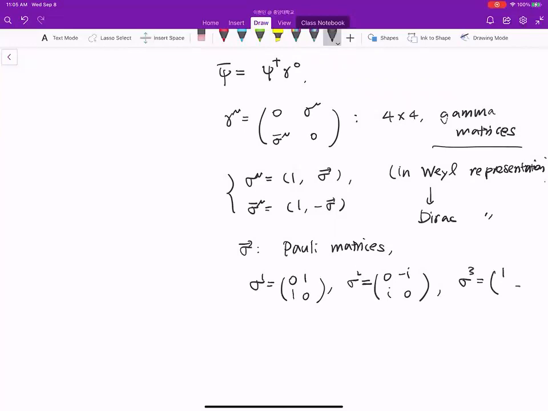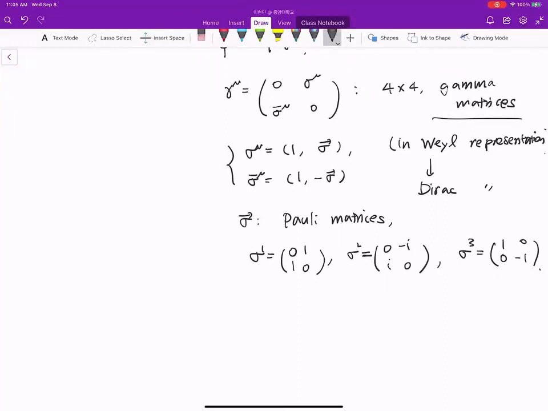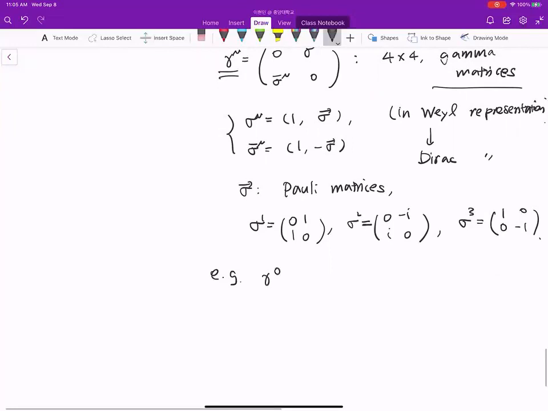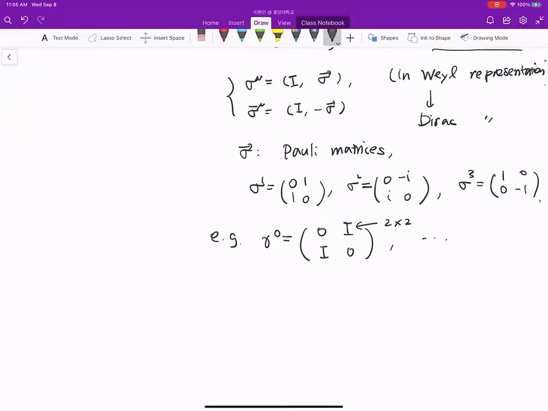This form. And also this gamma, you can show that, for instance, gamma 0 equals (0, 1; 1, 0), where the 1 here is the 2 by 2 identity. So this is identity, sorry, this is the 2 by 2 identity, etc. You can do this to identify the matrix form explicitly.